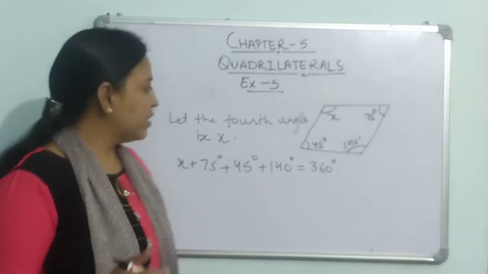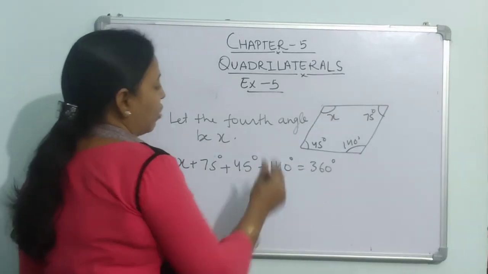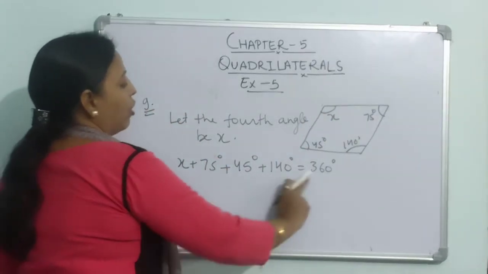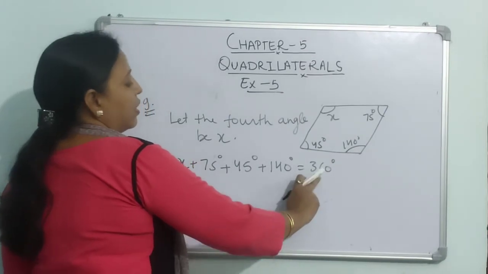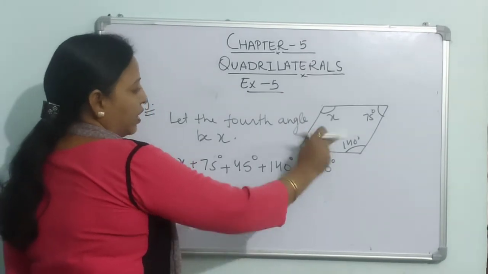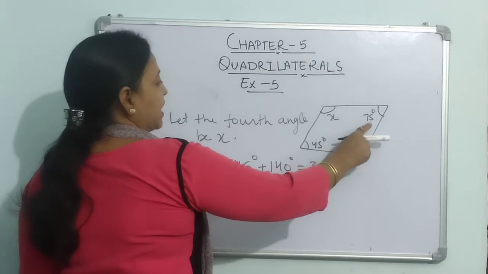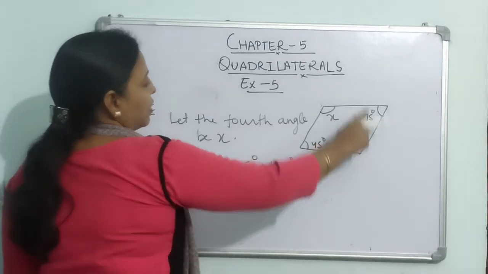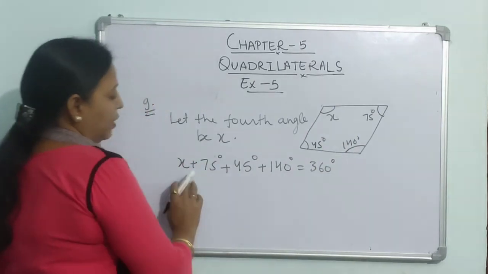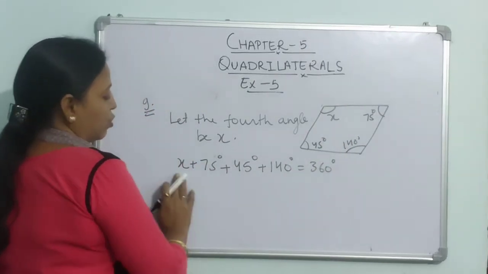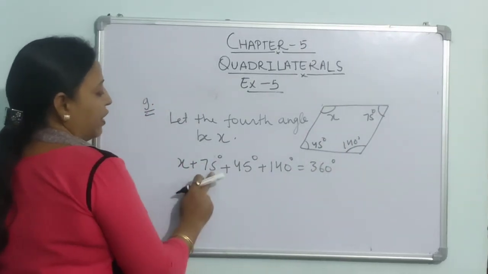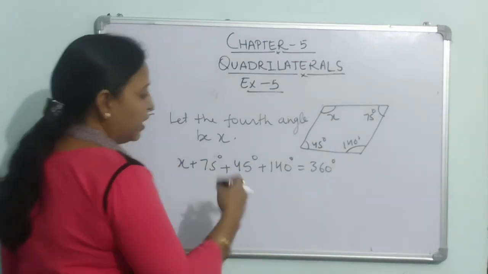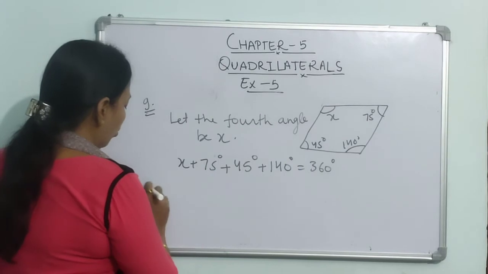So what is the angle sum property of a quadrilateral? According to the angle sum property of a quadrilateral, the sum of all the four angles is equal to 360 degree. It means x plus 75 degree plus 140 degree plus 45 degree, the sum of all four angles, is equal to 360 degree. So I have written that x plus 75 degree plus 45 degree plus 140 degree is equal to 360 degree. Now we will solve this.